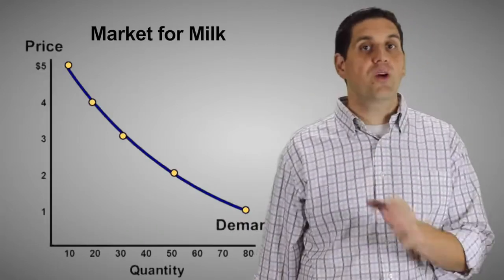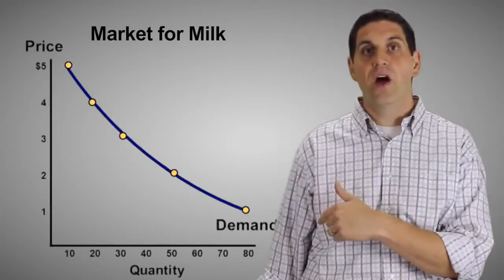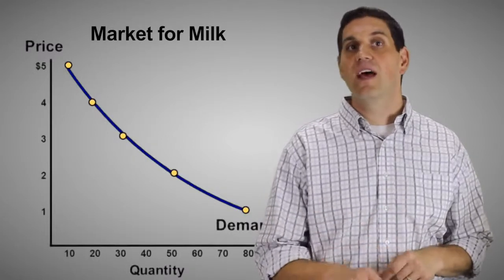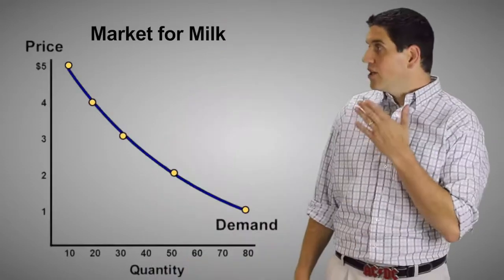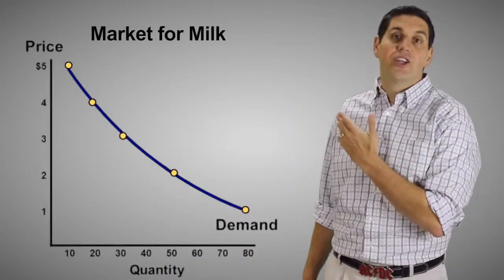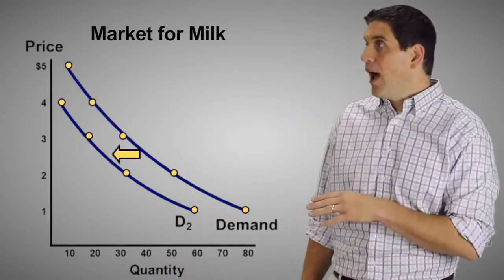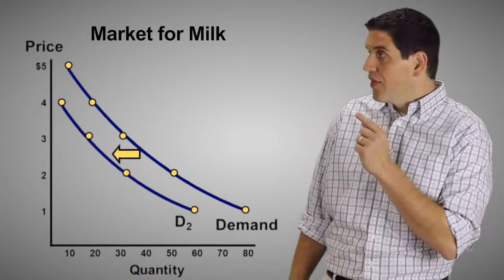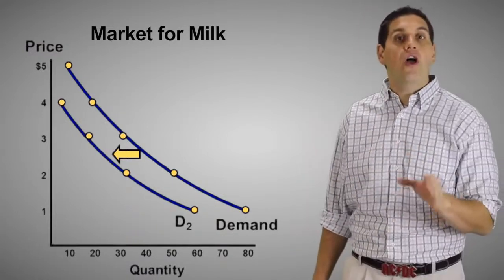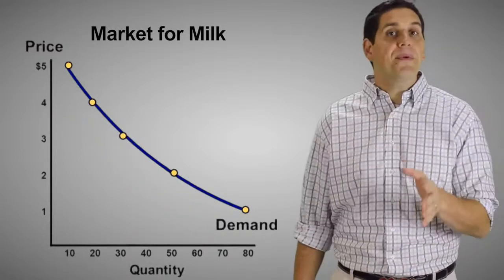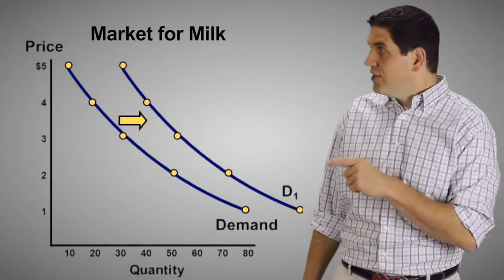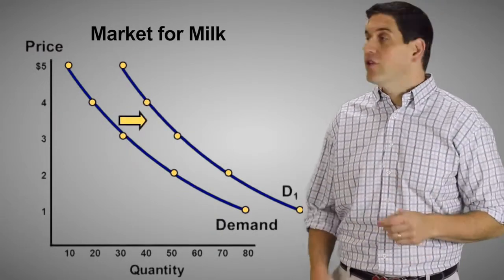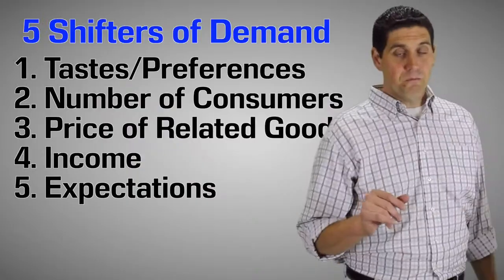So a change in price moves along the demand curve, but if something else other than price changes, it'll actually shift the demand curve. For example, let's say a study comes out that says milk causes baldness. That would cause the entire demand curve to shift to the left. At every single price, people are going to buy less, and so the curve shifts to the left. That's called a decrease in demand. The opposite is an increase in demand, and so at every single price, people want to buy more, so the demand curve shifts to the right.